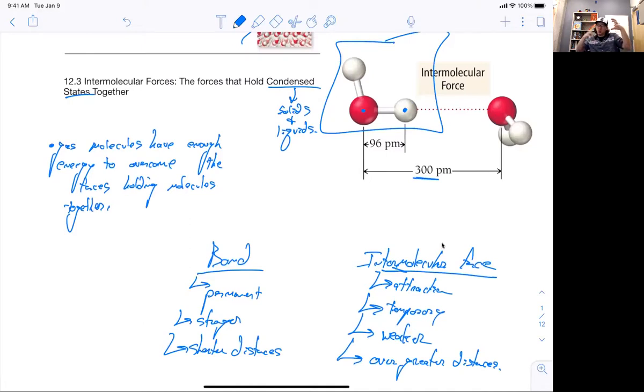What about this water molecule and that water molecule? What's holding them together in the liquid phase? What's holding them together in ice? So that's what we're doing here in chapter 12.